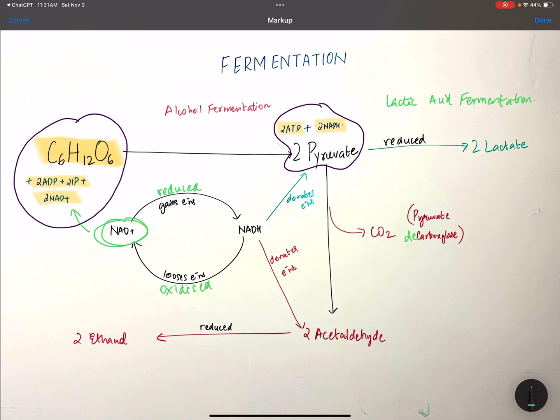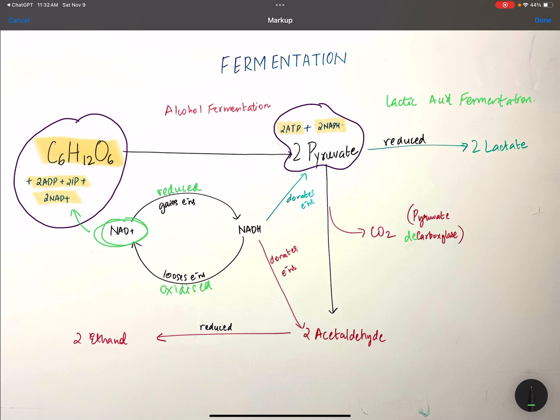Now let's look at lactic acid fermentation. After the conversion of glucose to 2 pyruvate molecules, the pyruvate molecules will actually gain electrons from NADH. So NADH will donate its electrons to 2 pyruvate, and pyruvate molecules will get reduced to 2 lactate molecules. Now obviously again when NADH donates its electrons, it will get oxidized to NAD+, which is again the whole point of fermentation, so that glycolysis can occur and ATP can be produced.